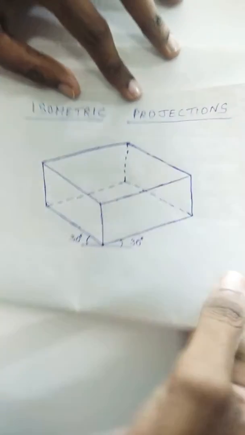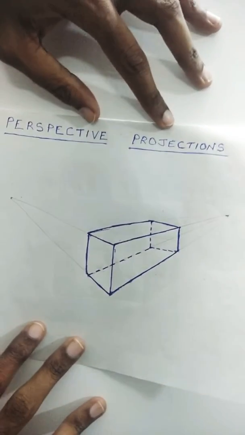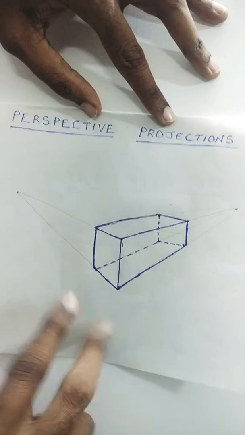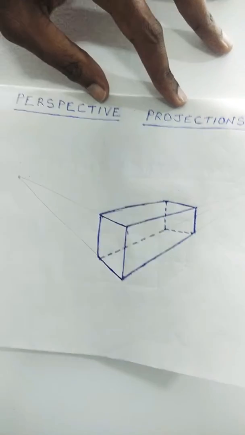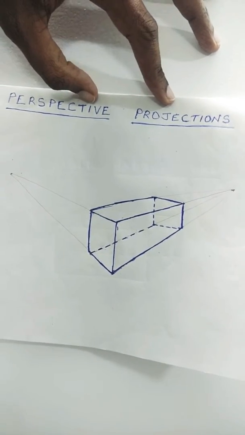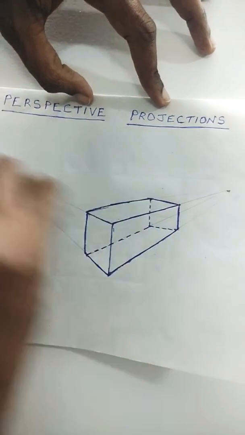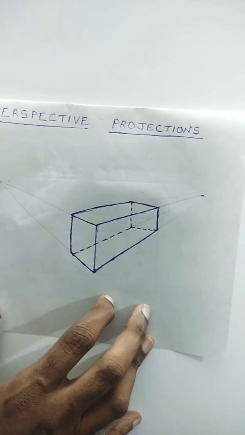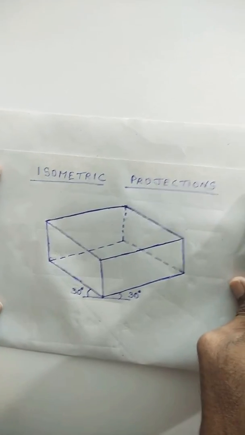And there is one more three-dimensional drawing, called perspective projection, which we will be studying after isometric projection. The specialty of perspective projection is we will be drawing the solid just as we see through our eye. That means we will be feeling that the edges are getting converged to a particular point. This is called a perspective projection. Now, what we are going to draw now is figures in isometric projections.